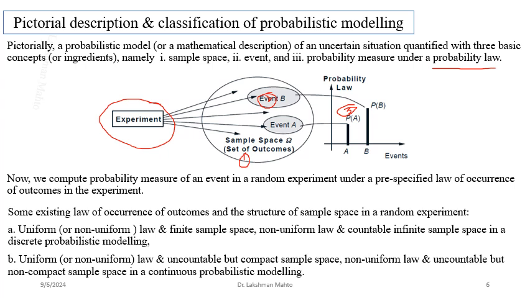Everyone has the same right to participate in an election, the same right to vote. It is not that someone has a specific reason to vote and another one does not. So democratic law, simply uniform law. Uniform law and finite sample space. What is the meaning of finite sample space?